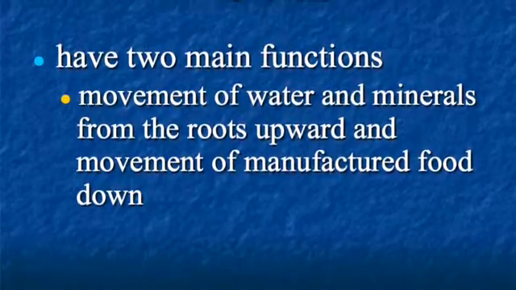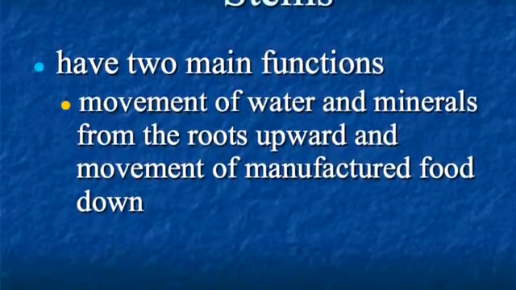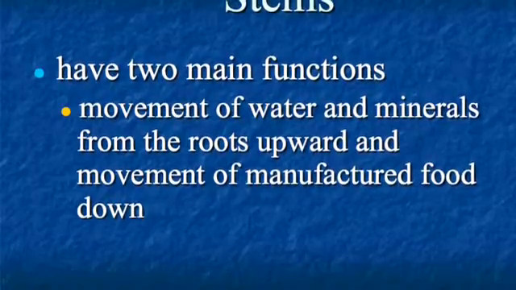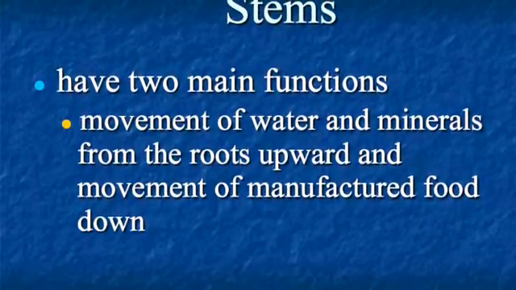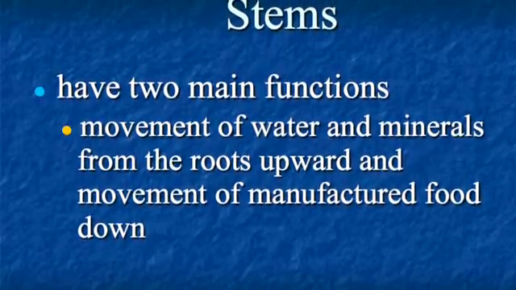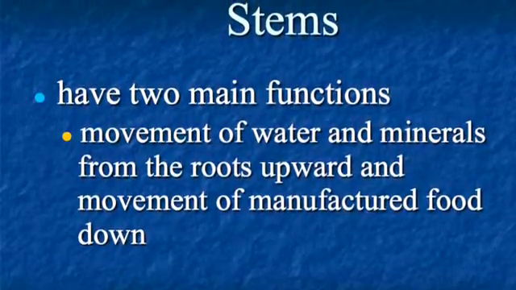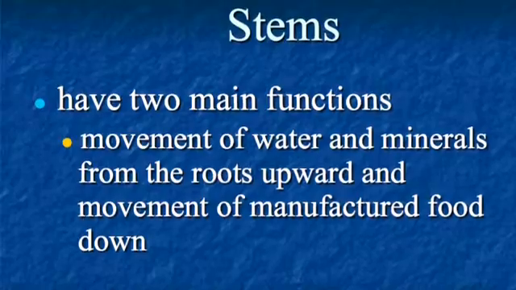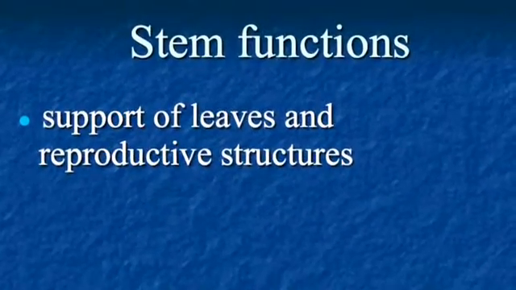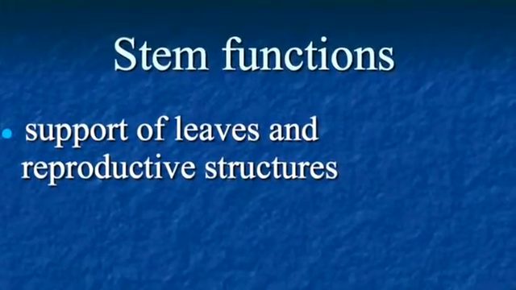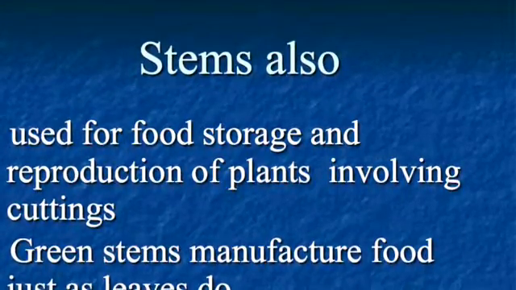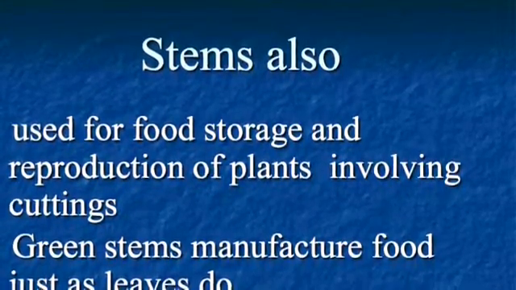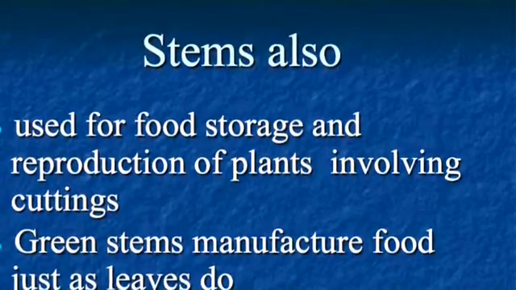Stems have two main functions, the first being the movement of water and minerals from the roots upward and the movement of manufactured food down. The stem also functions to support the leaves and any reproductive structures that the plant has. They are used for food storage and reproduction of plants, and that involves cuttings.